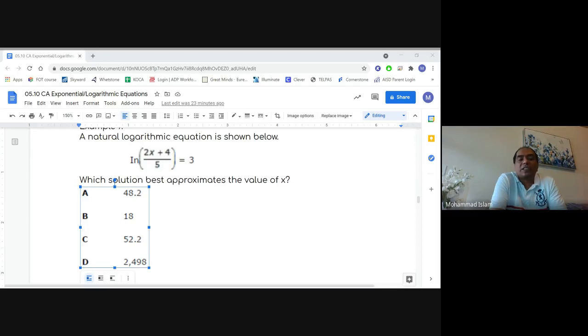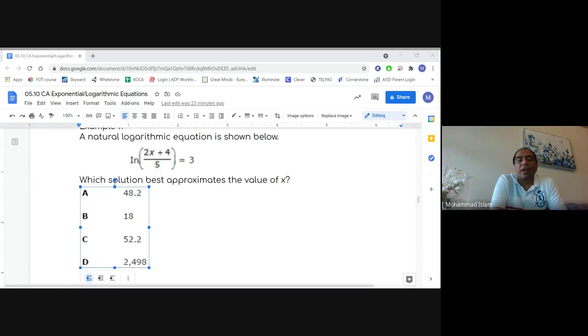When you want to change it, the base goes to the other side, and whatever is on the other side becomes the exponent. So first of all, you will have e exponent 3, and here you will have (2x plus 4) upon 5. You don't have the log anymore. So (2x plus 4) upon 5 is equal to e power 3. Now, if you don't know this step, and I'm being straightforward, forget about solving this problem.